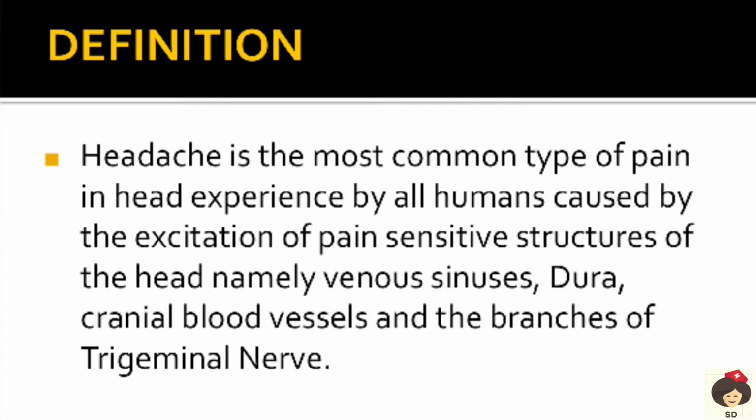So coming to the class, headache is a common type of pain in the head, which is experienced by almost all humans, and it is mainly caused by excitation of the pain sensitivity structures. These structures are venous sinuses, which are the venous drainage in the brain, in the cerebrum, and dura mater, which is the outer covering of the brain, and cranial blood vessels, which are the blood vessels supplying the cerebrum, and the branches of the trigeminal nerve, which is the fifth cranial nerve. When all these structures are excited, meaning triggered, some chemicals are produced from the nerve endings which can trigger the pain, and thereby the patient can get a headache.